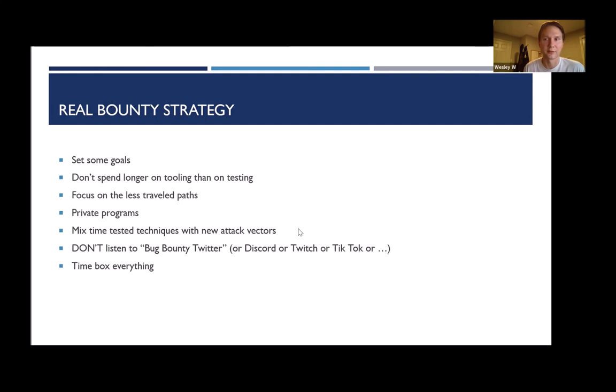Time-tested techniques and new attack vectors. So we talked about this a little bit with the talk on ODAs, but some of the techniques that I use for web application testing are the exact same that I used 20 years ago. Some of them are completely brand new. Someone mentioned HTTP request splitting, I think was mentioned. That's a new one. Some of the HTTP/2 protocol vulnerabilities are brand new ones.